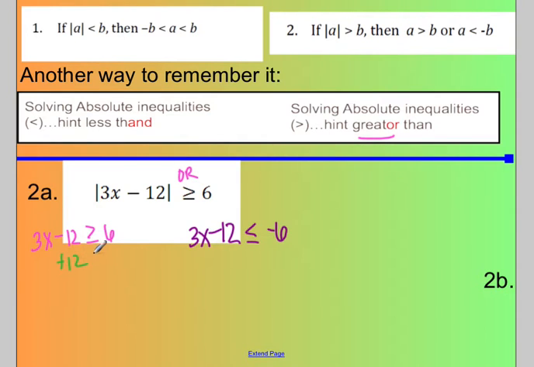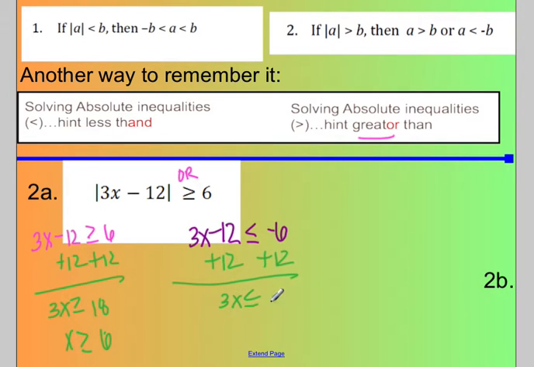I would add 12. So I have 3x is greater than or equal to 18. Divide by 3, and so x is greater than or equal to 6. Then on my other one, I would add 12. I have 3x is less than or equal to 6. Divide by 3 on both sides, so I have x is less than or equal to 2. So these are my statements. It's a greater than, so it's an or statement. So here is my solution algebraically.